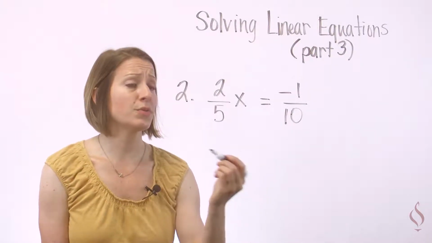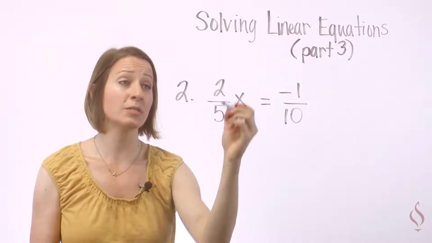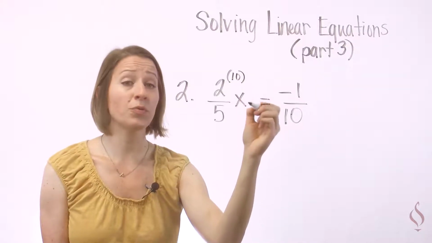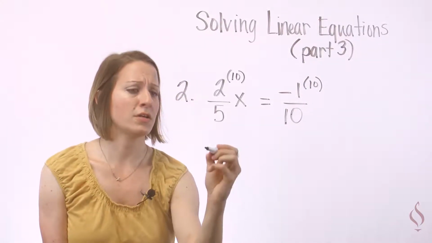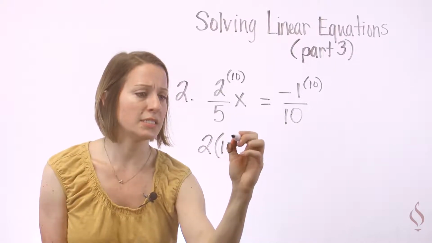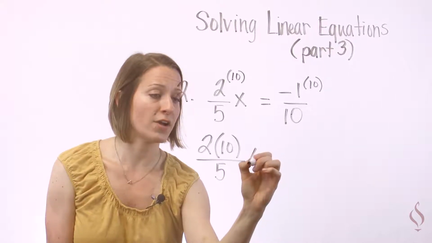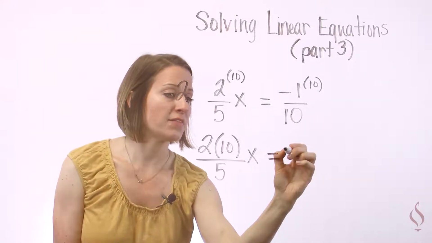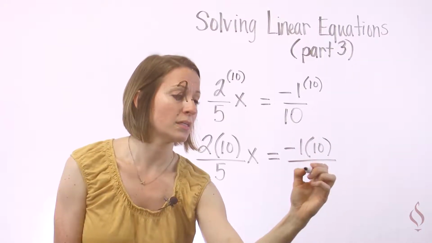Okay, so here is what I want you to do. We are going to multiply, and to represent multiplying this time, I'm going to put 10 in parentheses. And I know that looks like an exponent, but I'll rewrite it down here. So let's rewrite this whole problem. Now we have 2 parentheses, so 2 times 10 over 5, and then we have our x. And that's all one term right there. And then we have negative 1 parentheses 10 over 10.